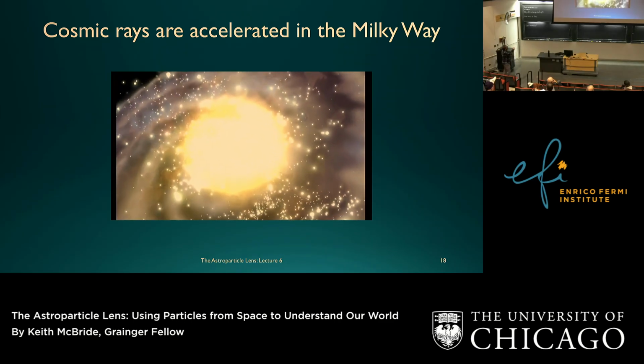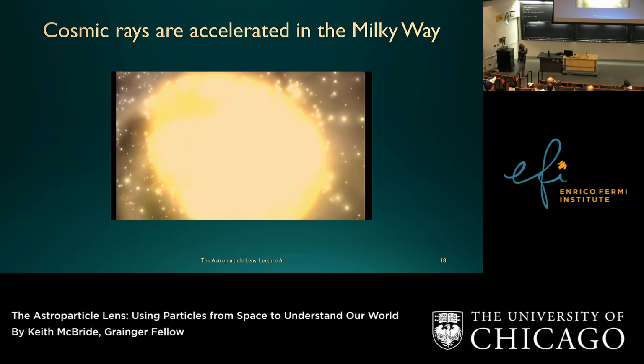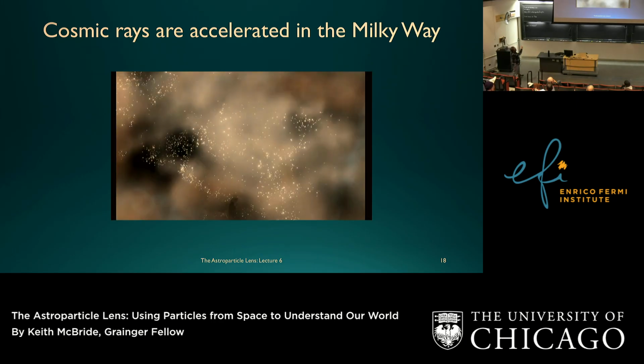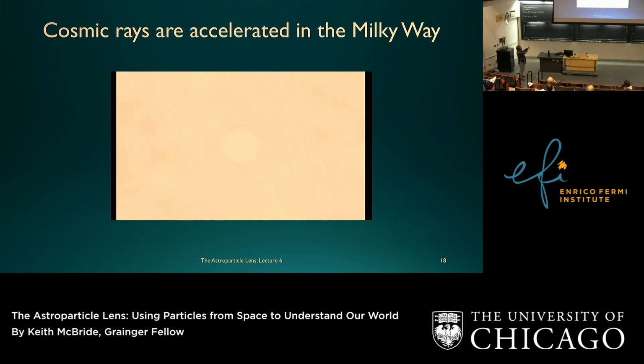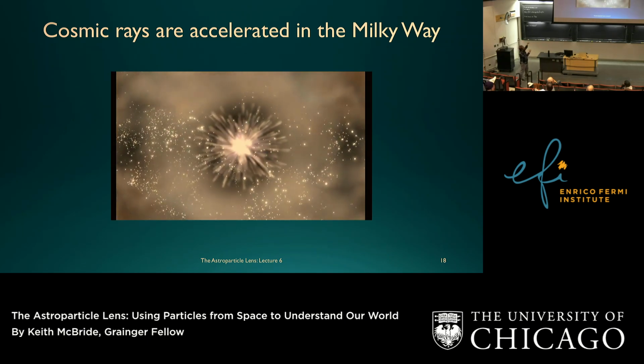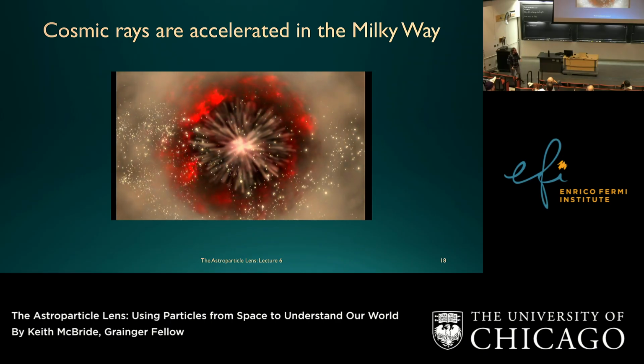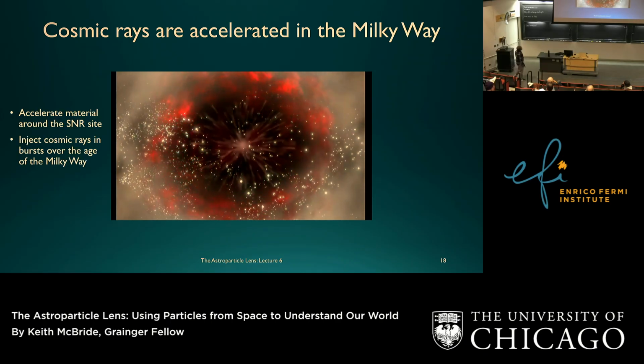And so I showed you this animation again last week, but I'm going to show it again. You have a zoom in inside the center of the Milky Way or some region of the Milky Way where eventually a supernova goes off. But after that explosion, there's still this expanding material, this acceleration of material around it, right? And this is what we call injection of cosmic rays. But those happen in bursts over the age of the Milky Way, and they can stick around. The supernova remnants last for much longer than the explosions do.